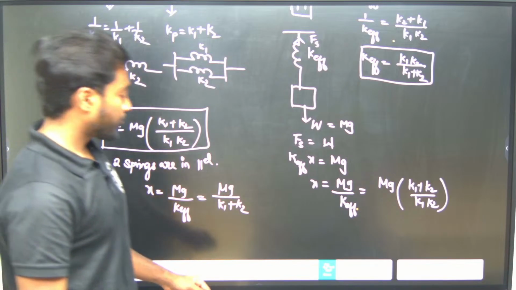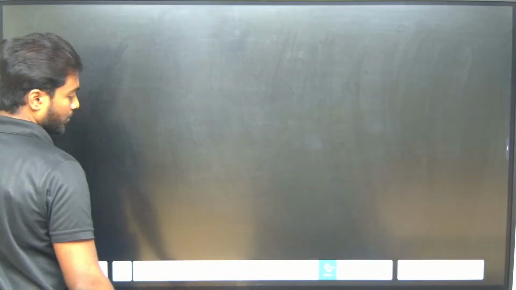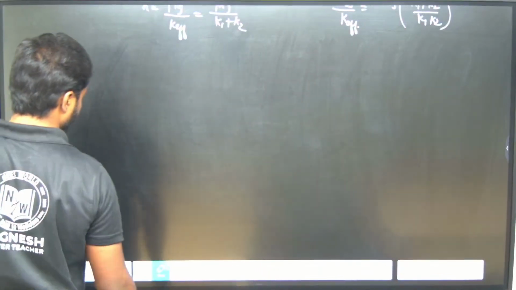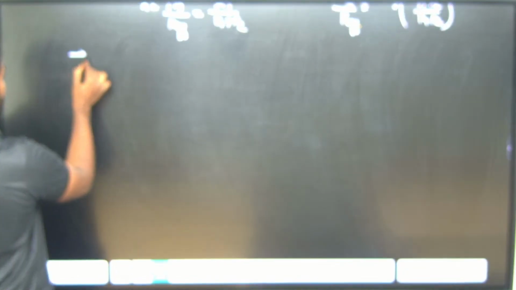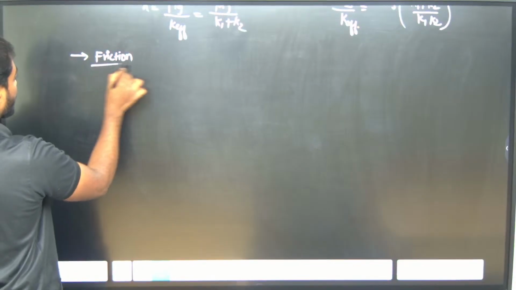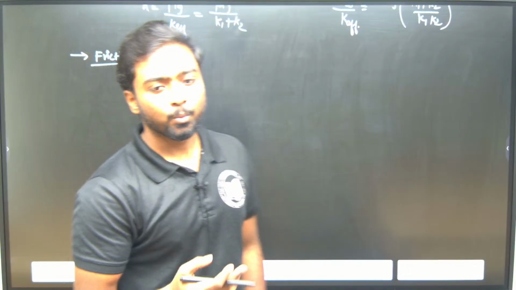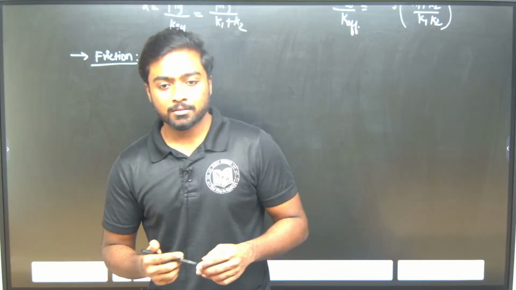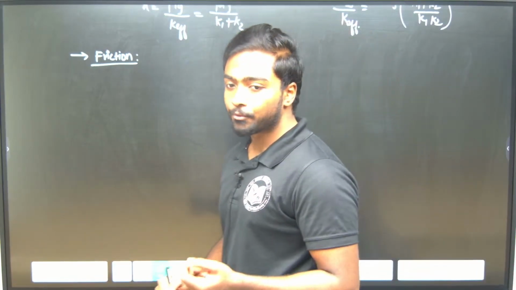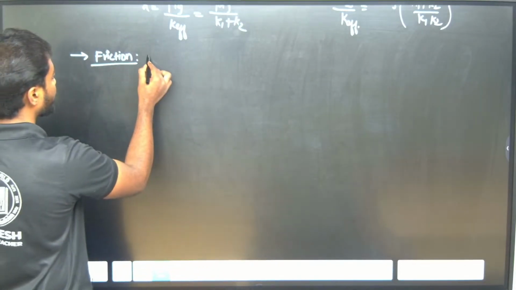Okay, done. So, the next one is friction. So, what is the meaning of friction and which side will the friction act? This thing we have discussed in the first class, right. So, friction is nothing but an opposing force that will act in the opposite direction, right.